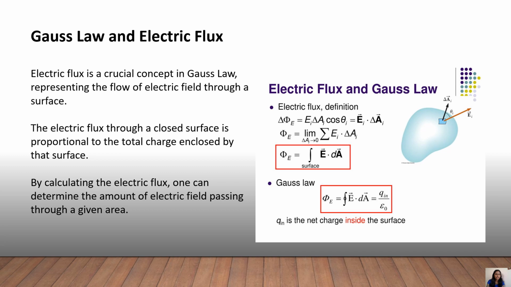Gauss law and electric flux. The relation between Gauss law and electric flux. The electric flux is a crucial concept in Gauss law, representing the flow of electric field through a surface. The electric flux through a closed surface is proportional to the total charge enclosed by that surface. By calculating the electric flux, one can determine the amount of electric field passing through a given area.